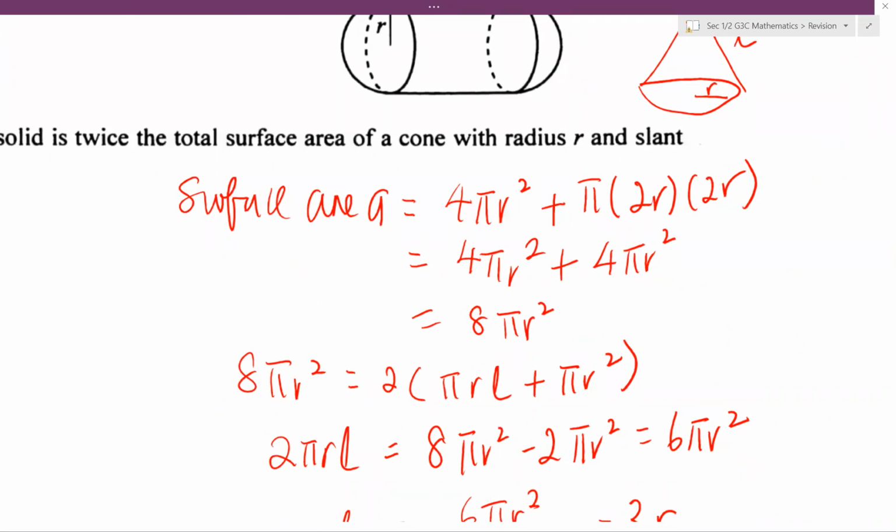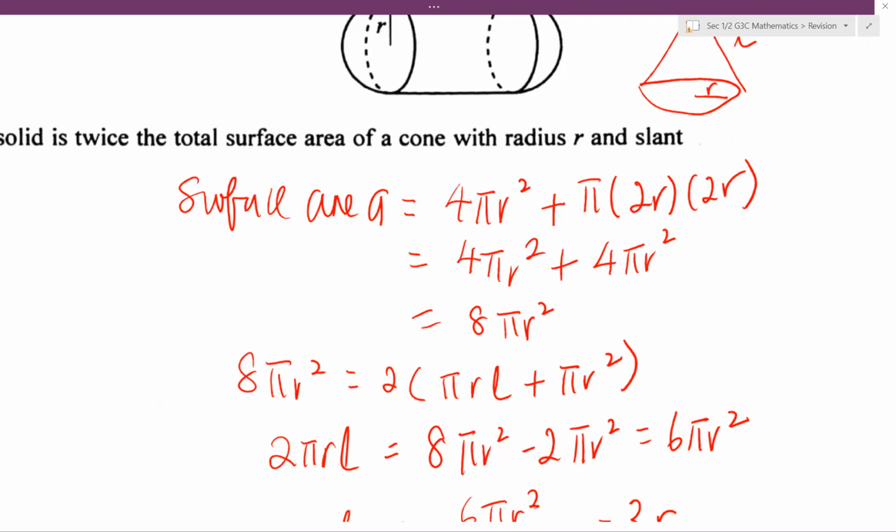Two parts. First one, let's do the curved surface area of the cone first. Formula given to you: pi r L. That is the curved surface area of the cone. Radius is R, L is, well, they didn't tell you, it is L. Then we need to add pi r squared, being the area of the circle at the bottom. So we have formed an equation.